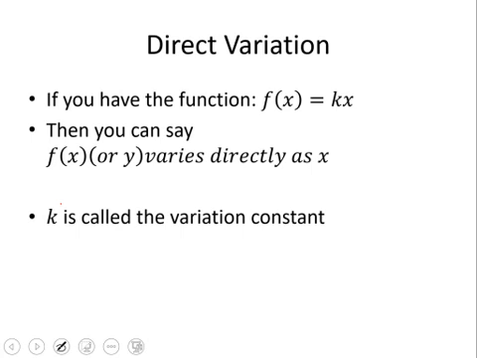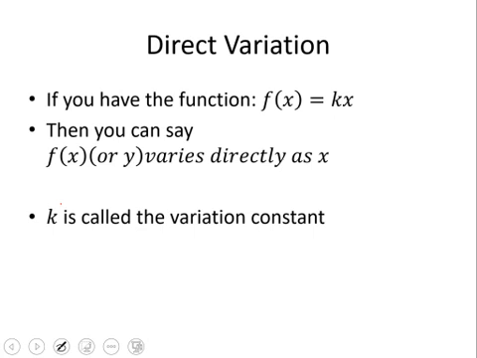So, first off, we have what's called a direct variation. A direct variation is used for a function of f of x is equal to kx. When we say it, we would say that f of x, or y, depending on the variables we're using, varies directly as x increases or decreases. K is our variation constant.